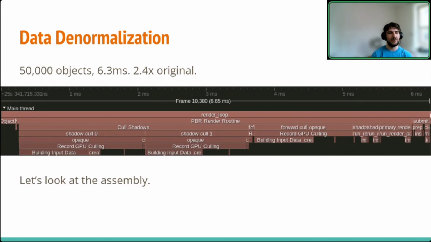Removing this hash map brings us down to 6.3 milliseconds. We're now at 2.4 times the original. There is still more on the table here. 6.3 is not that different from 7. We need to get those mem copy numbers up.